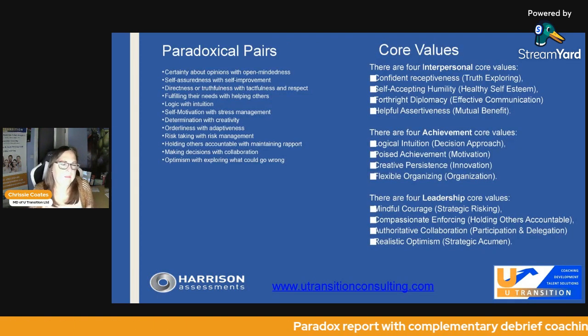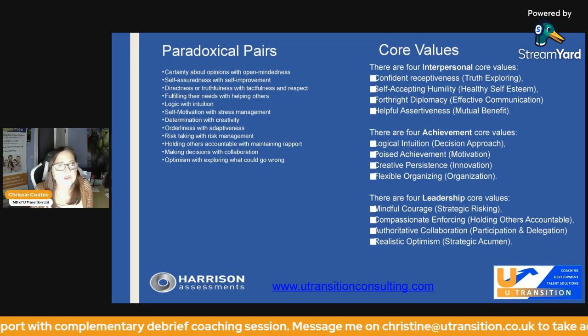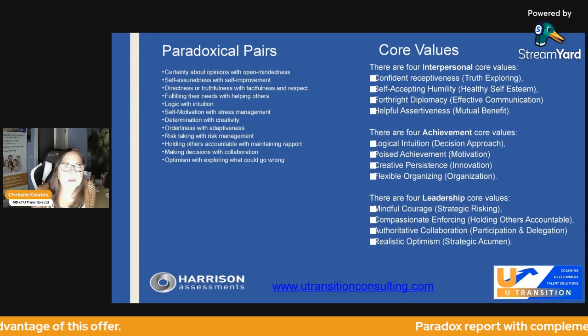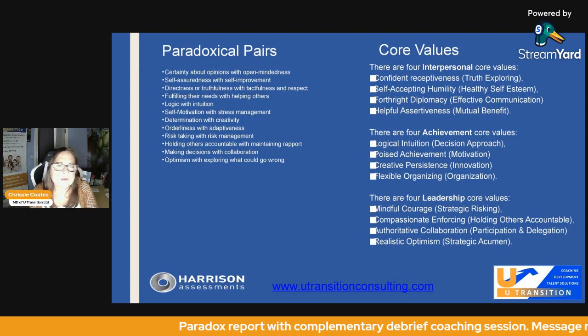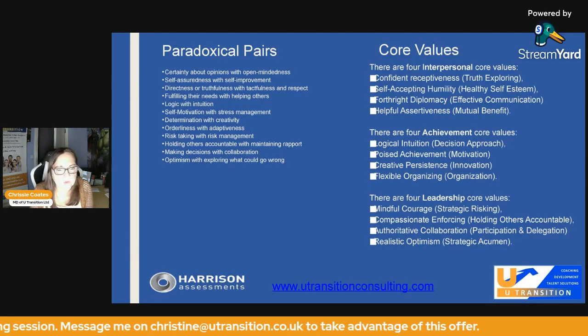So we have paradoxical pairs. I'll not read these out to you because we've just looked at them on the visual paradox graph, but essentially 12 paradoxical pairs that need to be working in that synergistic and complementary way in order to give us the best behavioural outcome and the best behavioural flexibility. And then also that recognition that those columns are also core values. So we've got interpersonal core values, achievement core values, and leadership core values as well.